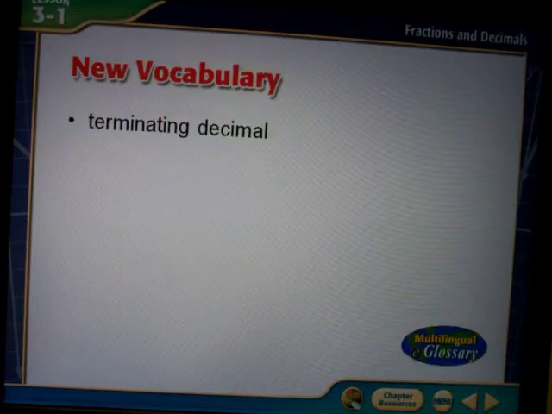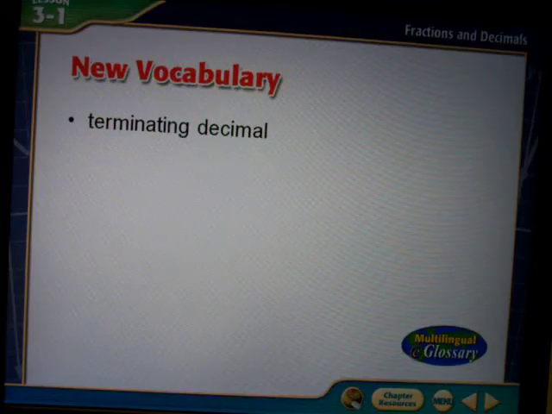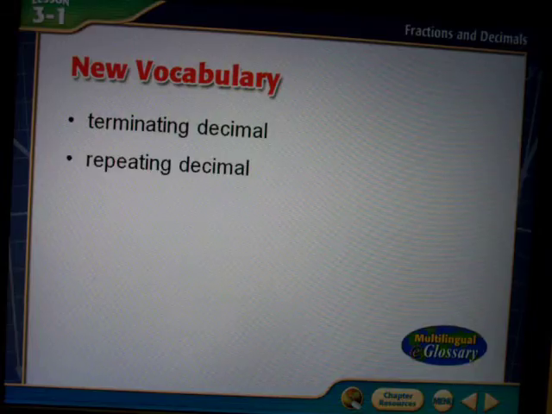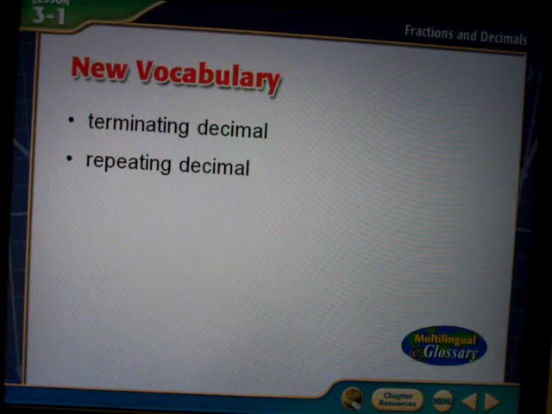So the first vocabulary word you have is a terminating decimal. It just means that when you are dividing out, you are going to get a remainder of 0, and the division ends or terminates. That's what terminate means. It just means to end. And a repeating decimal is one of those decimals that repeats on forever. The pattern of the digit repeats without an end.